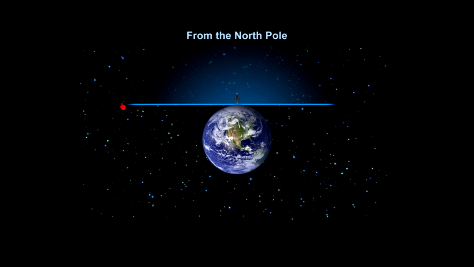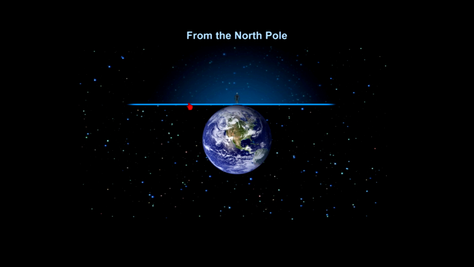This blue line is your horizon. If you're at the North Pole, you cannot see around the curvature of the Earth. So from the North Pole, anything above the blue line is visible, but anything below the blue line you can't see. So this person's view of the universe from the North Pole is everything above this blue line. They get to see everything up here.